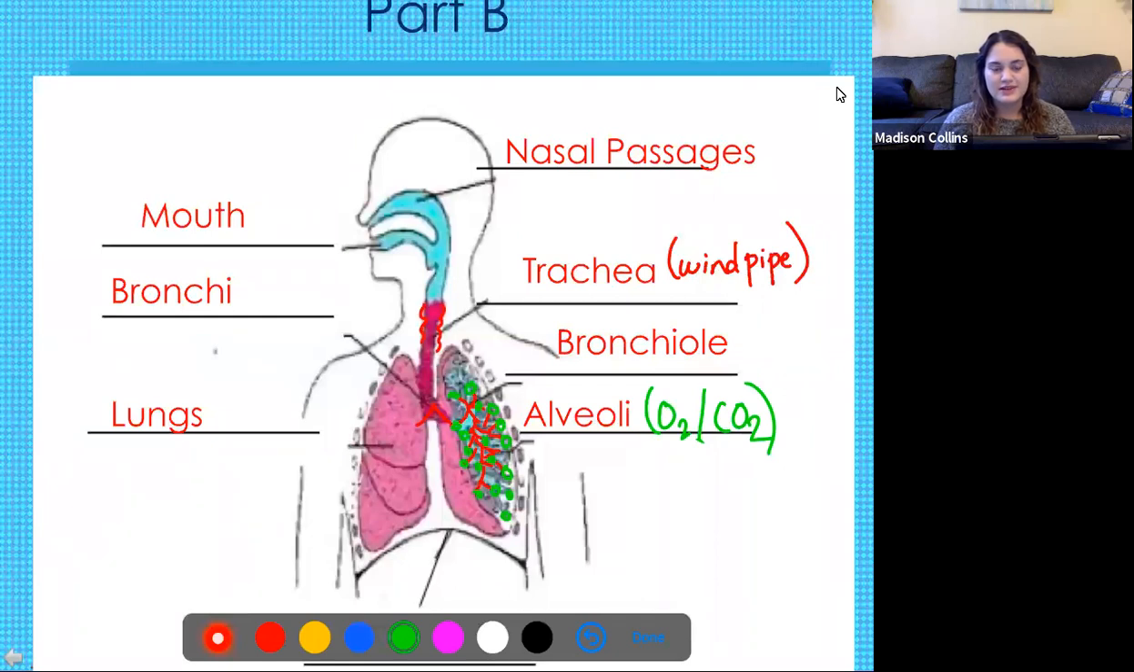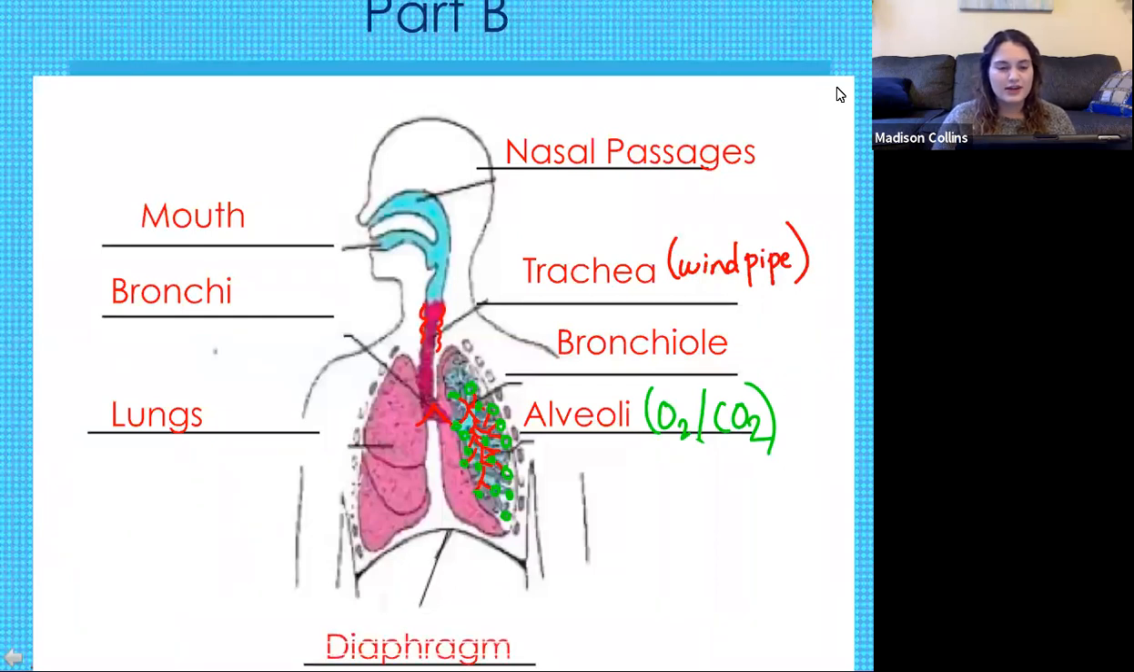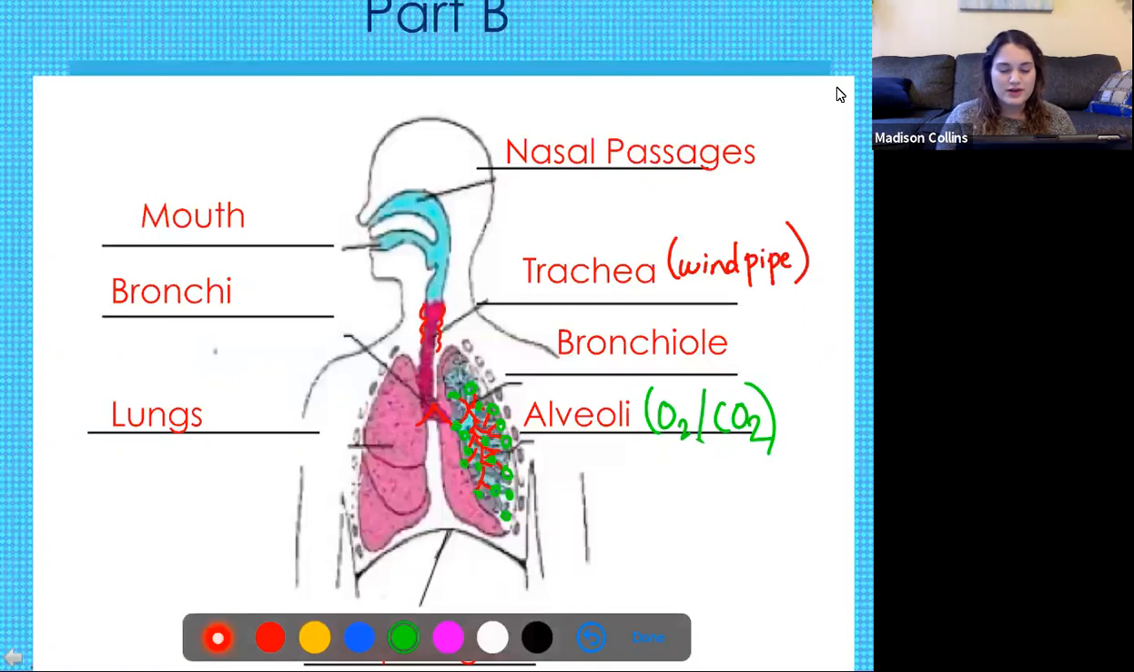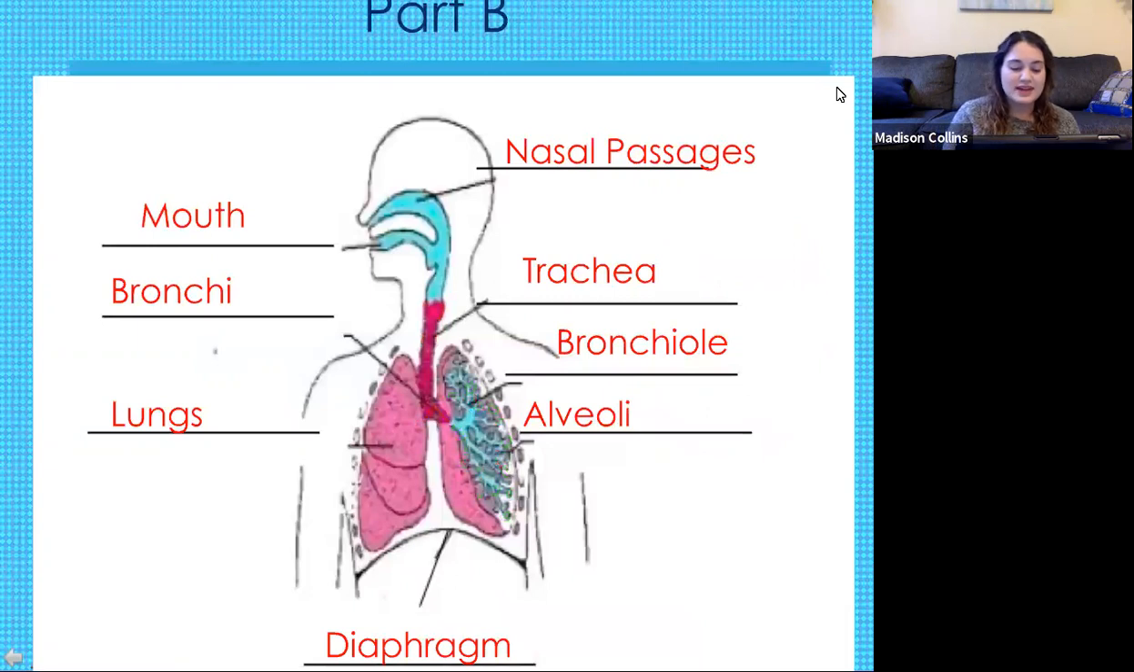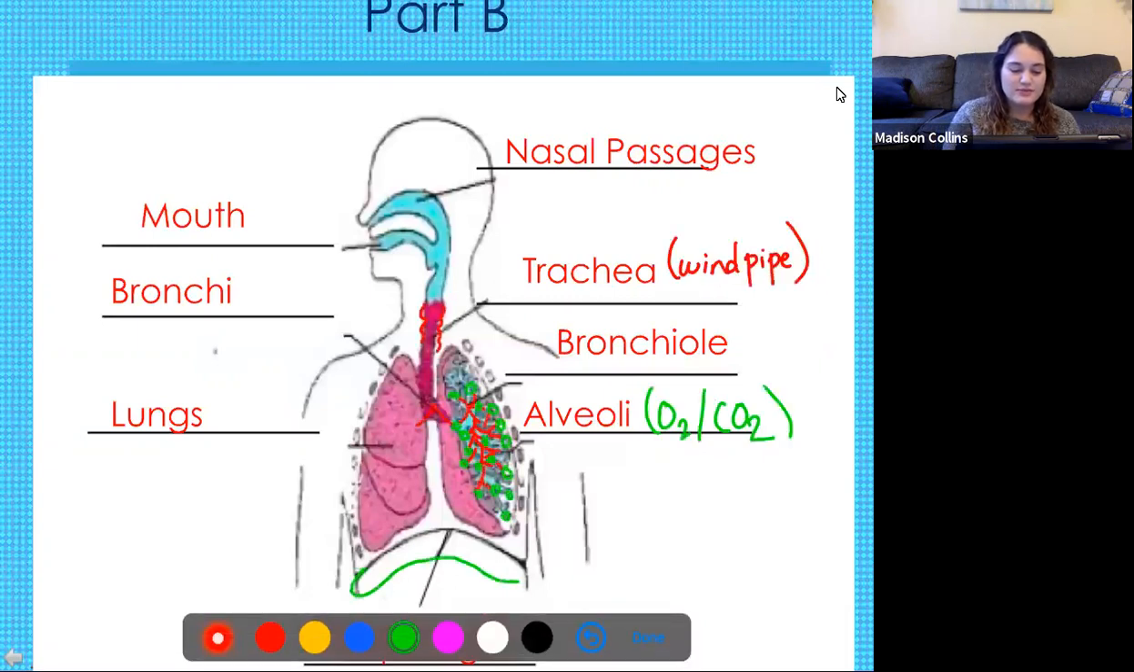Great. Now, we're going to keep learning more about this as we go through, but the very last structure you need to label on this diagram is known as the diaphragm, and that is going to be this muscular structure that's right underneath your rib cage, and that is going to expand and contract to physically push or pull air in and out of your lungs.